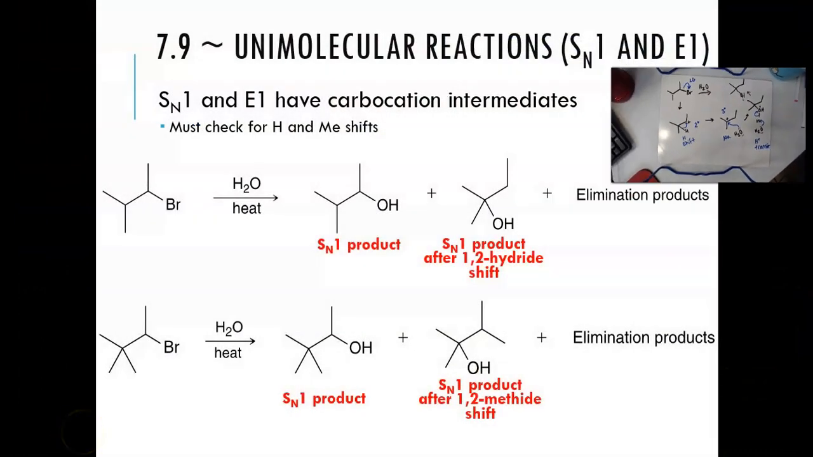So, the mechanism for the methyl shift. Now notice, before we move on to the methyl shift, that we do have the product drawn there with the hydride shift and without a shift. If a shift is going to occur, hydride or methyl, both products are going to form. The one with the shift, the one that makes the more stable carbocation, will be our major product.